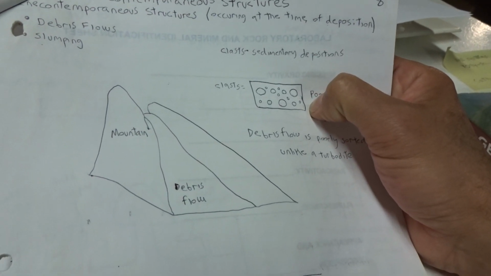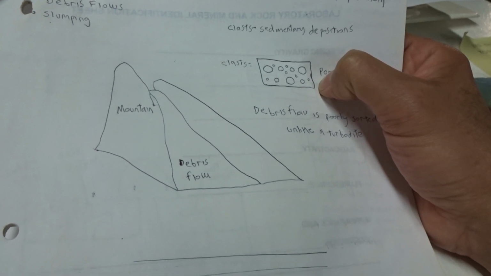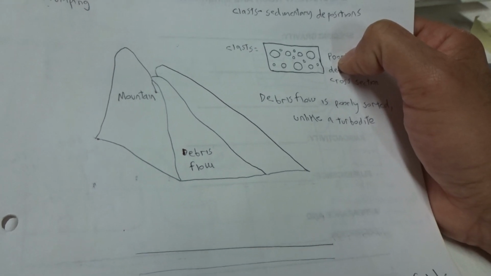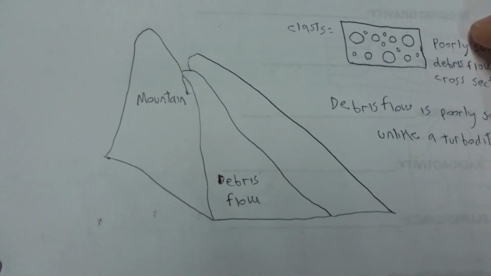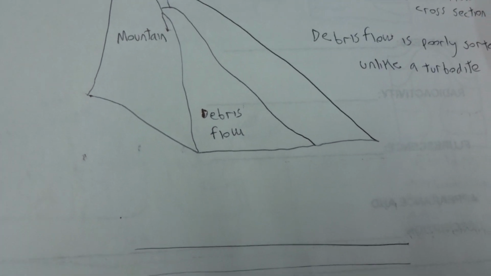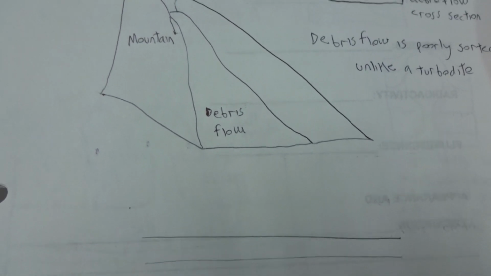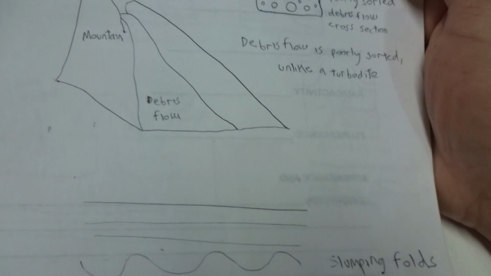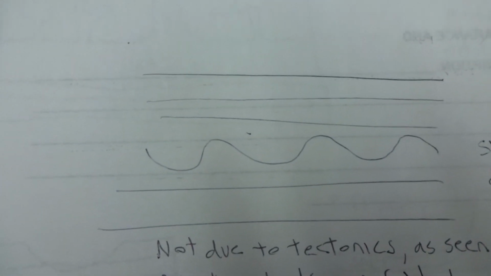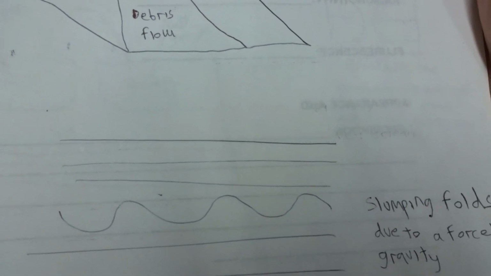Contemporaneous structures means structures that had occurred at the time of deposition, such as debris flows and slumping. Clasts or sedimentary deposits or depositions. Here we see a mountain with the debris flow that occurred at the same time. It is a penecontemporaneous structure. Debris flow is poorly sorted, unlike a turbidite. Slumping folds due to forces like gravity, not due to tectonics as seen in other beds, and they are folded.